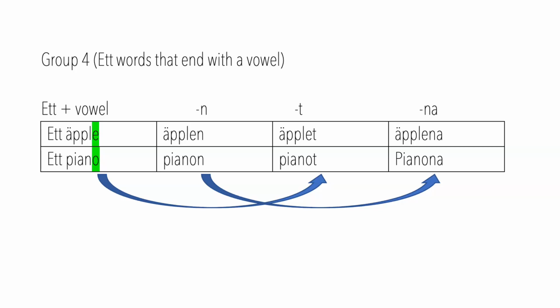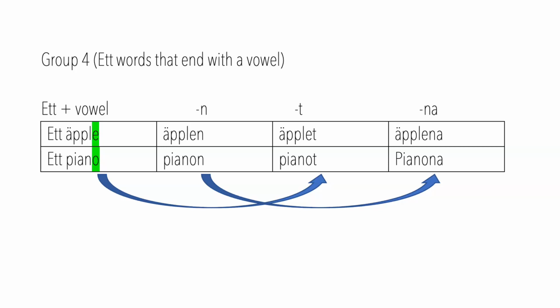Group 4 is easy. We have nouns here that have the article ett and that end with a vowel. So let's hear. We have ett äpple, an apple. We have flera äpplen, several apples. We have det äpplet, that apple. And then we have de äpplena, those apples. So they are conjugated exactly the same if they are ett words that end with a vowel.